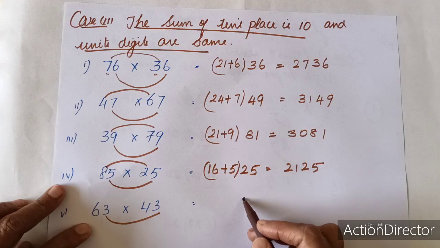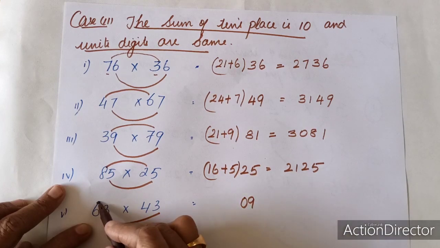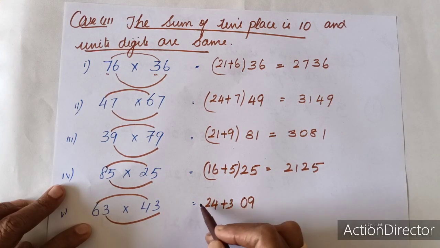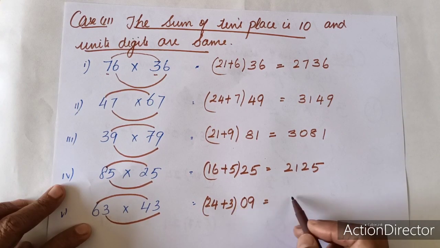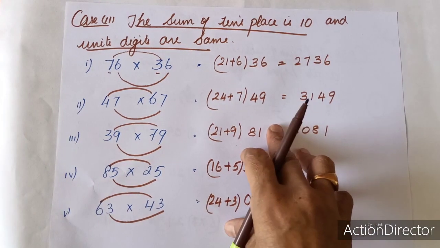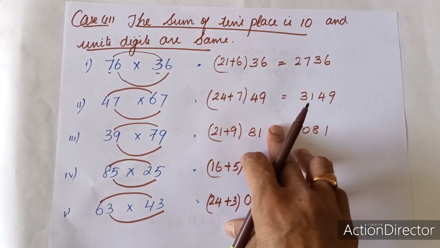Last one, 3 3s are 9. If it's 9, write 09. Next, 6 4s are 24. Add the unit place 3. This is equal to 24 plus 3, which is 27. So the answer is 2709. Understood the tricks, we are done with case 1 and case 2.